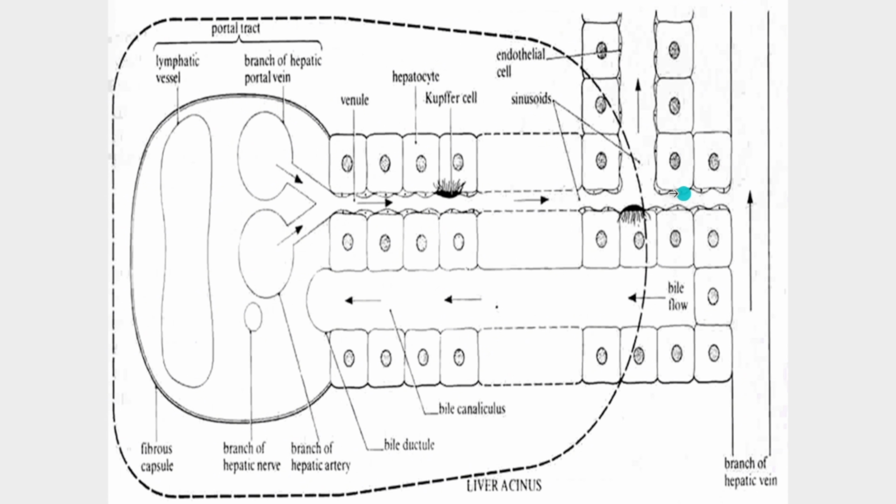This one line, which we call sinusoid. So this we call sinusoid. The sinusoid actually is the pathway to allow the blood flow from the hepatic artery and hepatic portal vein into the hepatic vein. So this is the part where blood flows through, and then the hepatocytes will receive all the oxygen and nutrients from here.